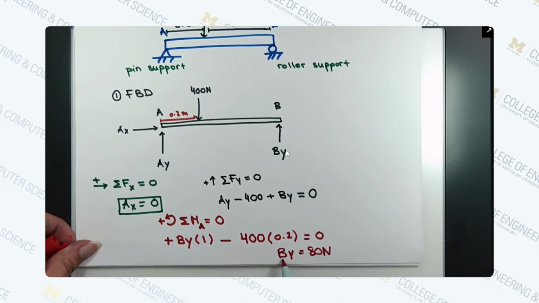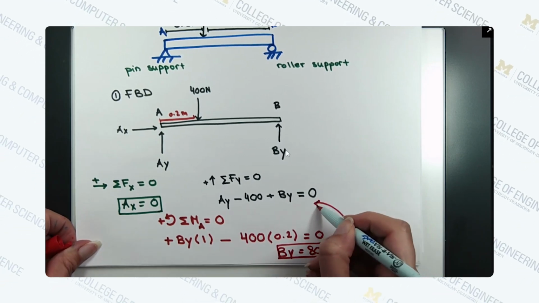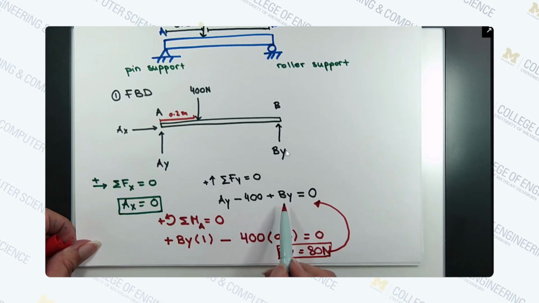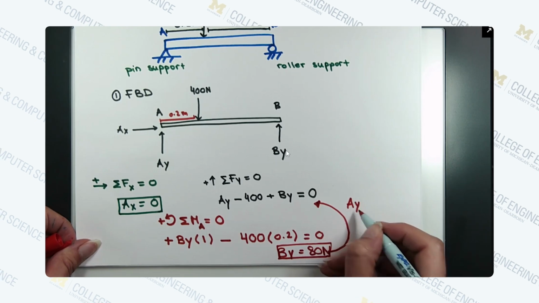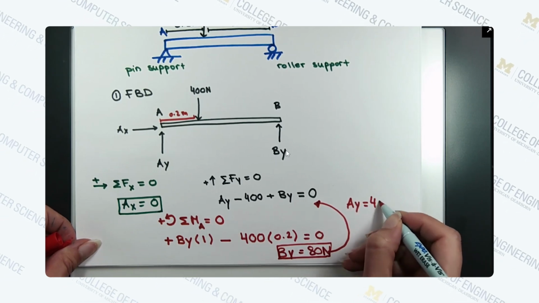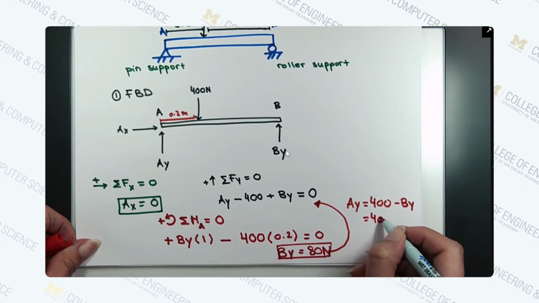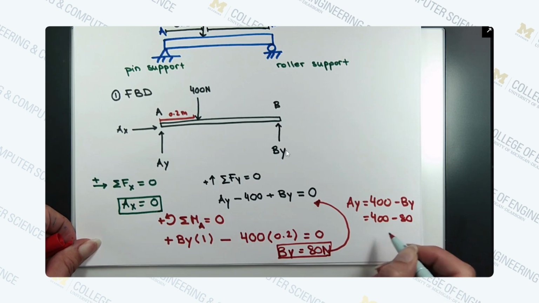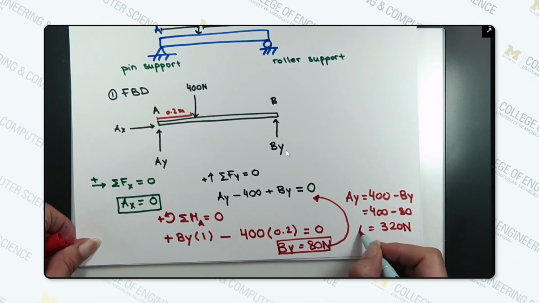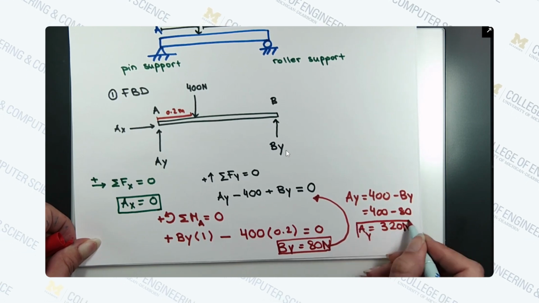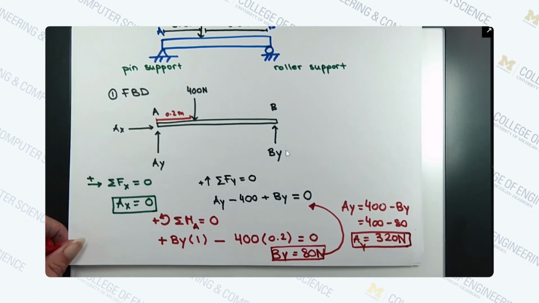Now, we can use this value right here, plug it back into this equation to find AY, because we only have one unknown after that. So if we do that, AY is going to be equal to 400 minus BY, which is 400 minus 80, and that is 320 newtons. So we have found all of our forces.